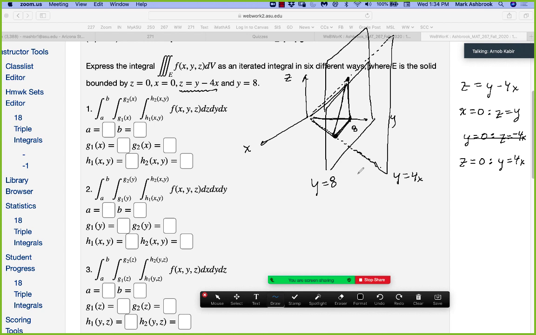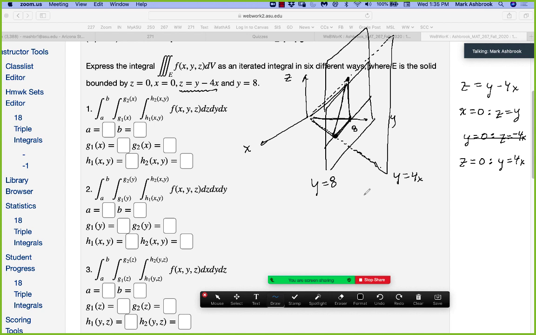Oh, so that smaller triangle is within that larger plane? Yeah, this is the y equals 8 side of our solid. Y equals 8 right there. Oh, okay, because it kind of looks like it's moved farther inside than that larger plane. I think it's just a matter of perspective. Yeah, that's my issue. Does that help now? Yeah, thank you. Yeah, sure. Okay, so that's that one.